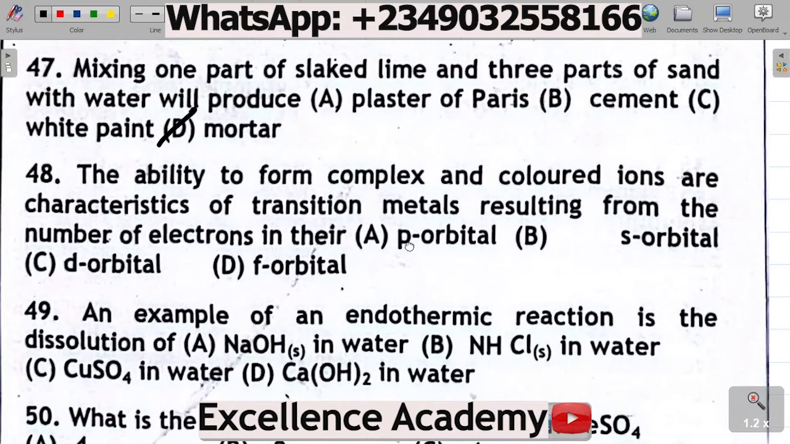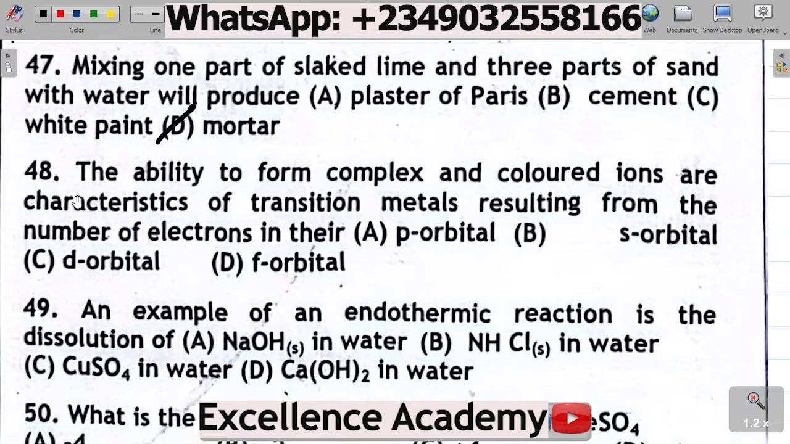Okay, question 48. 48 says the ability to form complex and colored ions are characteristics of transition metals resulting from the number of electrons in their A. P orbital, B. S orbital, C. D orbital, D. F orbital.